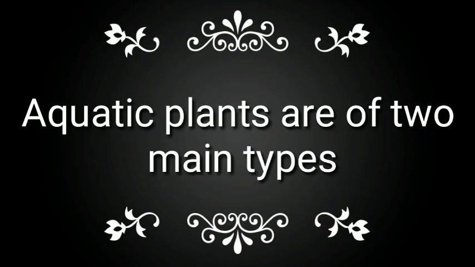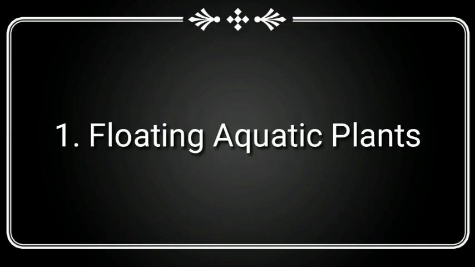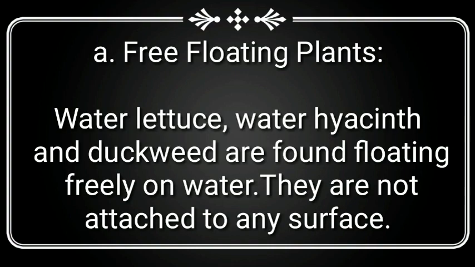Now, aquatic plants are mainly of two types. So let us see what they are. Floating aquatic plants are also categorized into two further subtypes. The first one is free floating plants. Water lettuce, water hyacinth and duckweed are found floating freely on water. They are not attached to any surface.